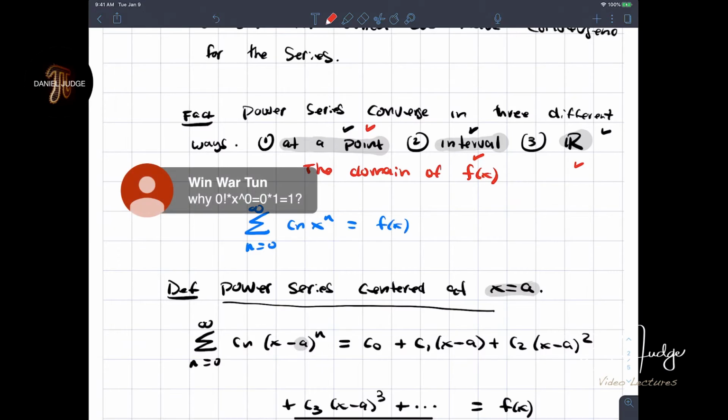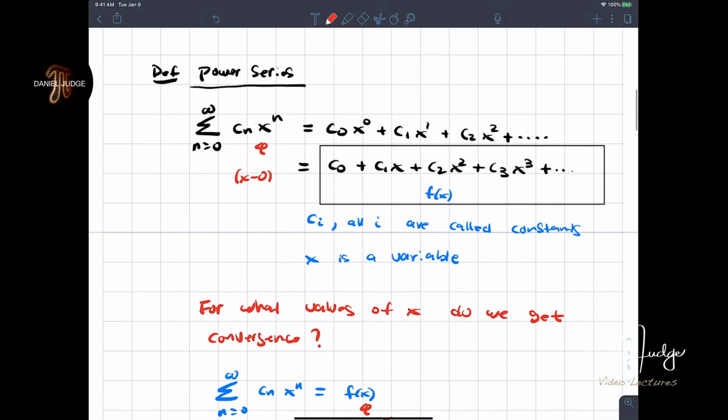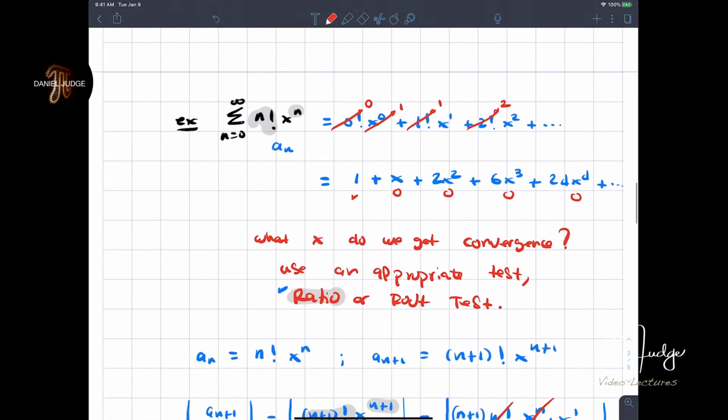Okay. 0 factorial times x to the 0 is, oh, is it 1? Oh, maybe I made a mistake. Let's double check. Is that the first term? Let's look at that. Oh, sorry about that. That's 1. I apologize. I wrote it down correctly, but I didn't write it out. Let me find the eraser. 0 factorial, ladies and gentlemen, is 1, and then 1 times 1 is 1. And so this is that first term. So we are okay.